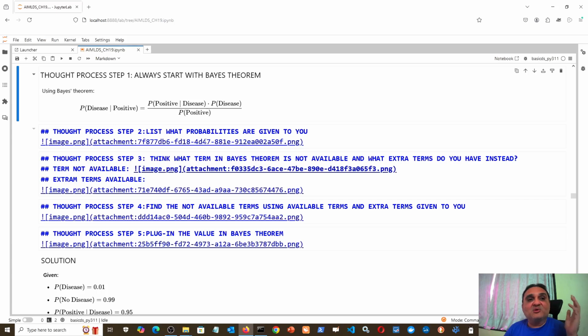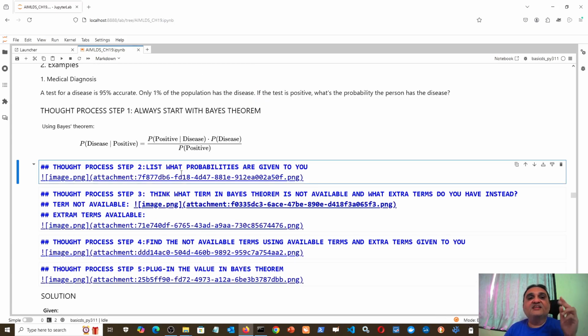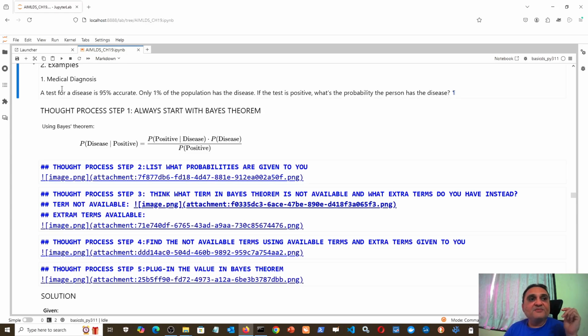Now when I want to plug them in, I have to think about whether these three are all readily available. So think about what is given to you. If you think properly, this test is 95% accurate. That means if it is used for a person who already has the disease, it will test positive for 95 out of 100 persons. So that is the probability of being positive when the person has the disease. I think you are getting it: the test is 95% accurate means if I take 100 people who have the disease, my test will correctly identify 95 out of 100 people as yes, they have the disease. So my test will give a positive result. Okay, so at least one term I am given.